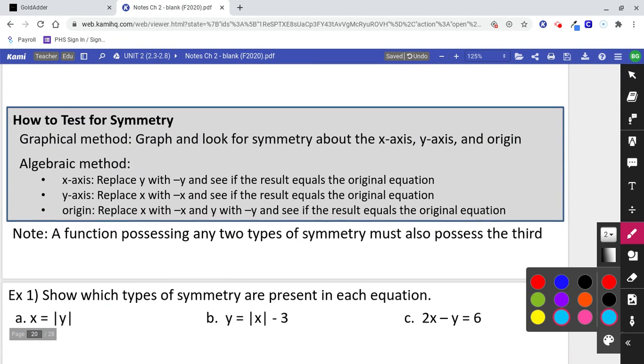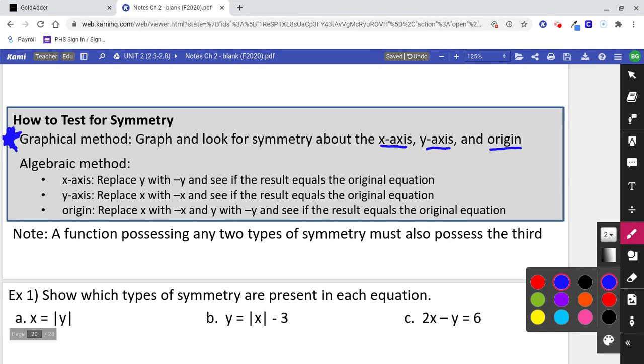How to test for symmetry. The graphical method is much easier, I think. I think I'm going to let you do that. If you just go to Desmos or put it in your graphing calculator, a lot of times if you can graph it, you can just see the symmetry. We're looking for symmetry about the x-axis, the y-axis, and the origin. The other method is a lot more difficult, I think, and it involves algebra.